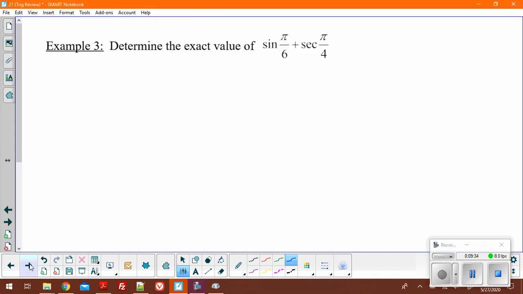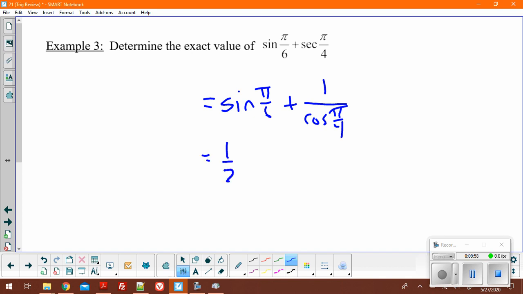Okay, so for a quick example of that, determine the exact value of sine of pi over 6 plus secant of pi over 4. Okay, so to help us out here, this is sine of pi over 6 plus, we remember that secant is related to cosine, so that is 1 over cosine of pi over 4. Okay, sine of pi over 6, that's 1/2.